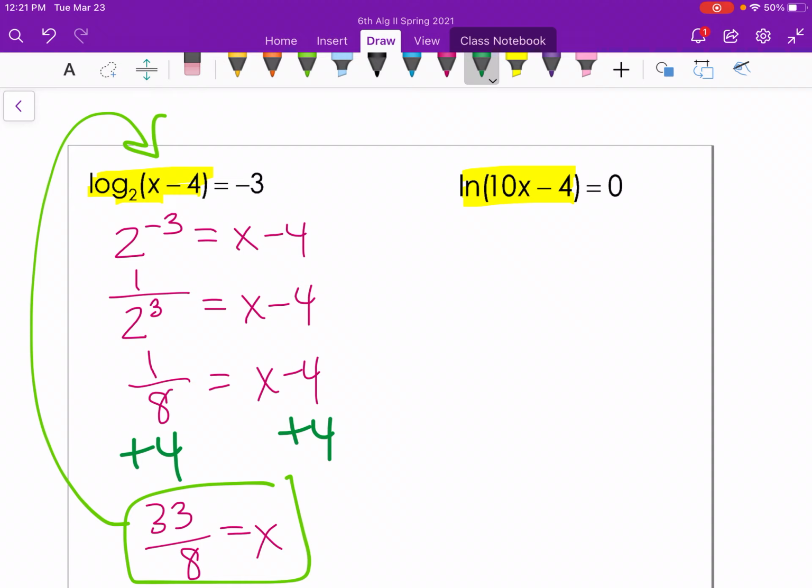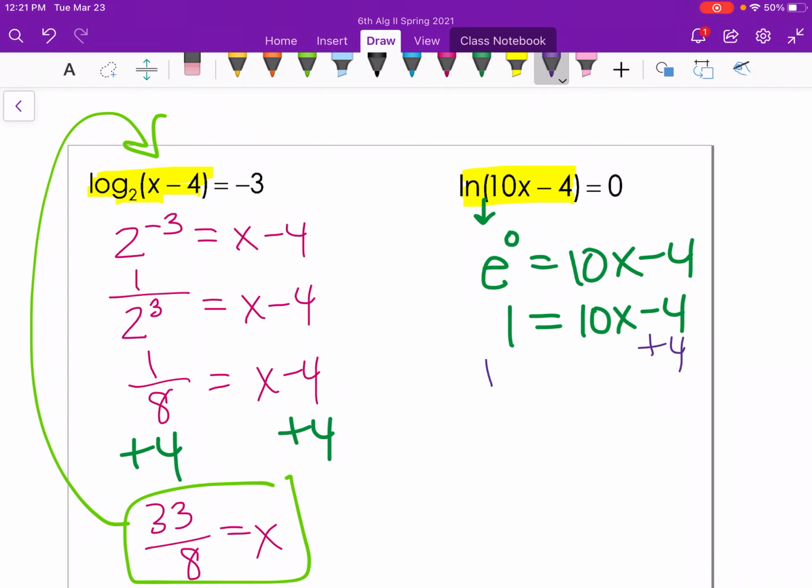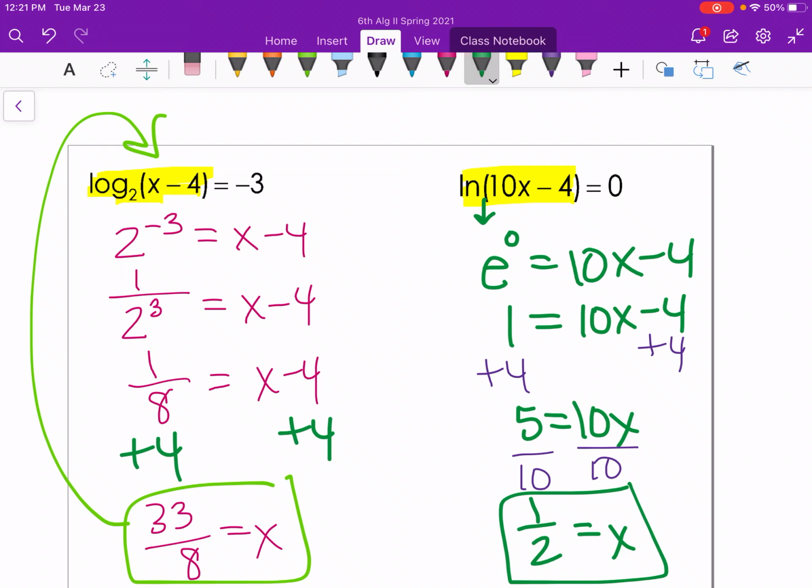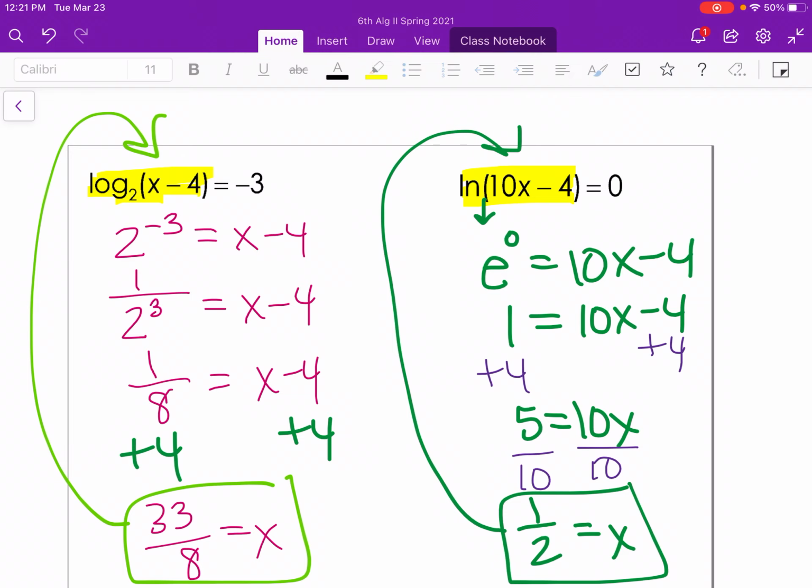It's already isolated, so I'm going to rewrite this as an exponential. So I don't have anything here, but it's a natural log, so this would be e to the 0 equals 10x minus 4. Anything to the 0 power is 1, so this is 1 equals 10x minus 4. Add 4. So 5 is 10x. Divide by 10. And 5 over 10 is 1/2. If I were to put this back into the equation, 10 times 1/2 is 5, and 5 minus 4 is 1. So that is not an extraneous solution.